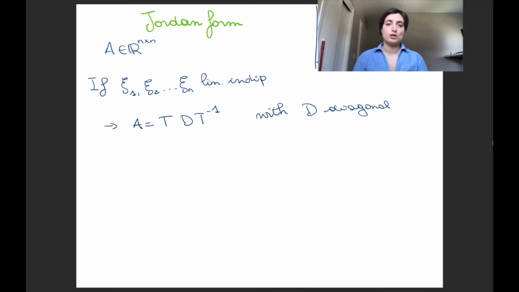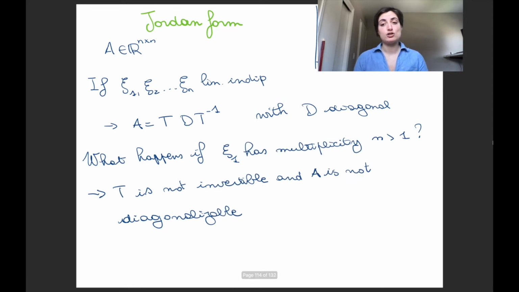But in the case in which we don't have linearly independent eigenvectors, or some of the eigenvectors are not linearly independent, then we have a problem with this. We want to change the situation. If one of the eigenvalues, let's say xi1, so we reorder things in such a way that the first eigenvector is the one we're talking about, has multiplicity higher than 1, and the associated eigenvalue has only one eigenvector, then T would have multiple columns that are exactly the same. That means that T is not invertible anymore. That means that A is not diagonalizable.